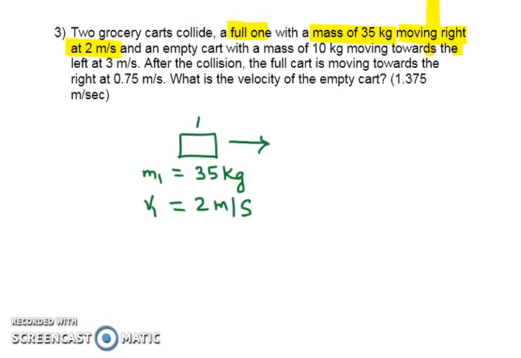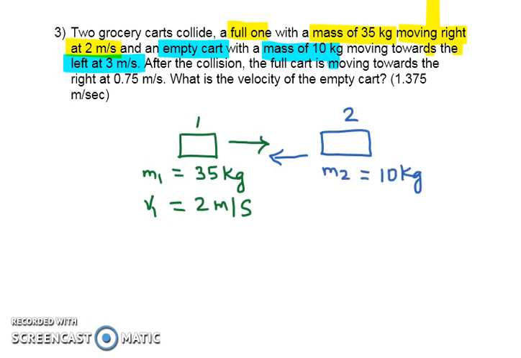We have another cart which is empty. The mass of the empty cart is 10 kg. It is moving left at 3 meter per second. So let's try to draw that. This is cart 2. It is moving towards the left. Mass M2 is 10 kg and it is moving left at 3 meter per second. This is going to be the initial velocity U2 and the initial velocity U1.